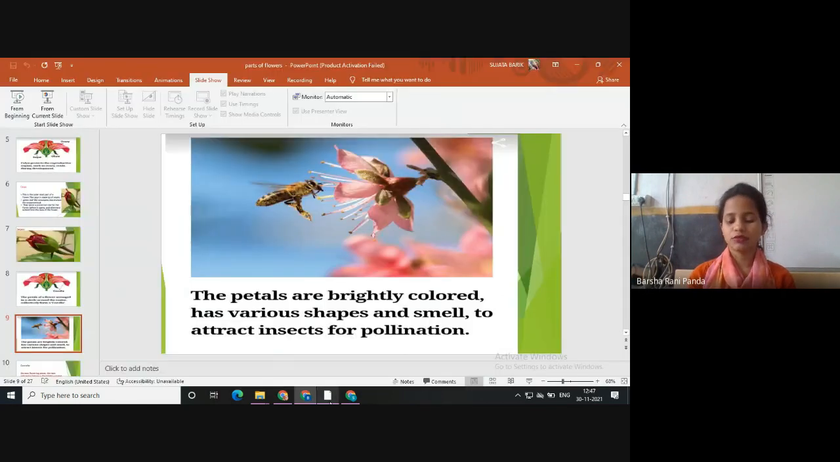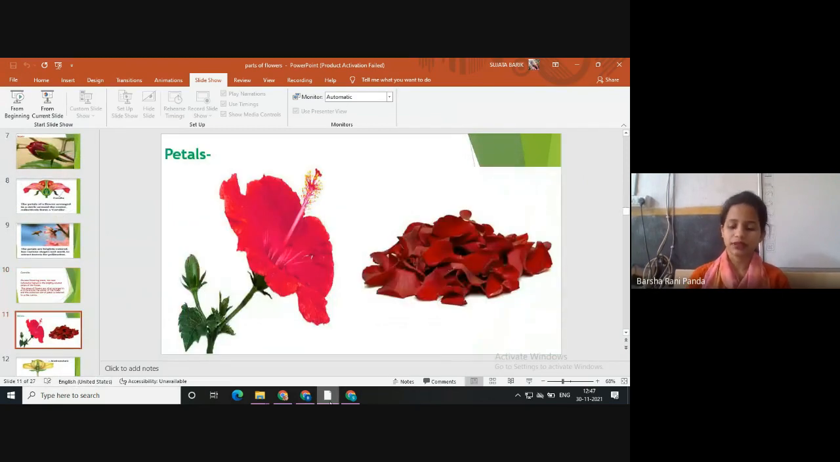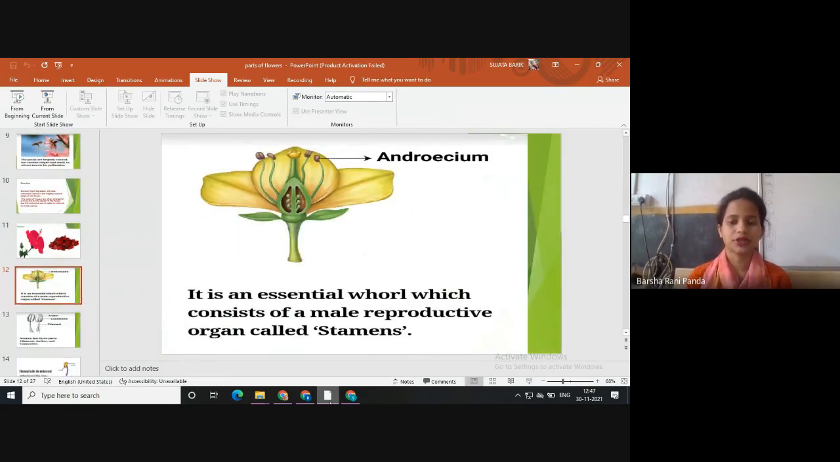So next we'll move on. This is all about corolla, and then we'll move towards the androecium, which is the third whorl of a flower, and it is also known as the male reproductive organ of a flower. So we'll read the definition first. It is an essential whorl which consists of a male reproductive organ called stamen.